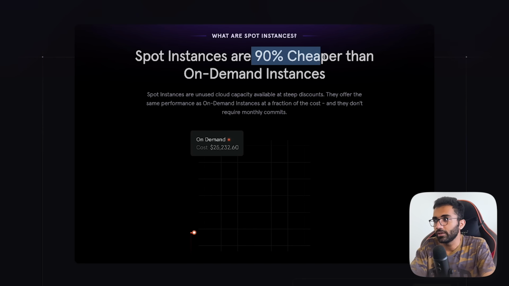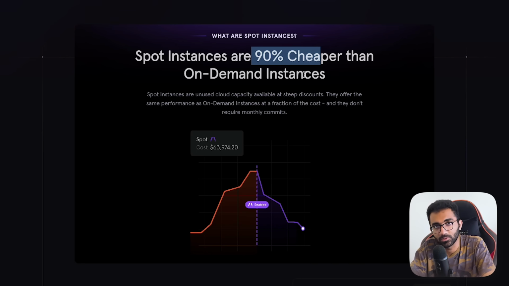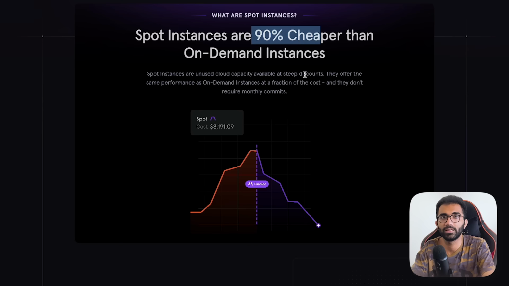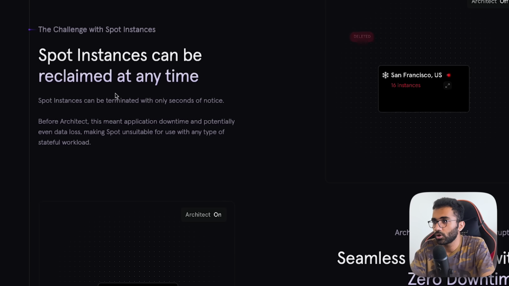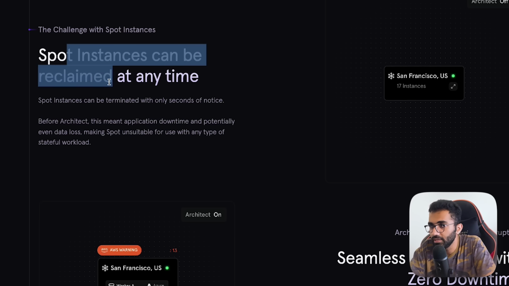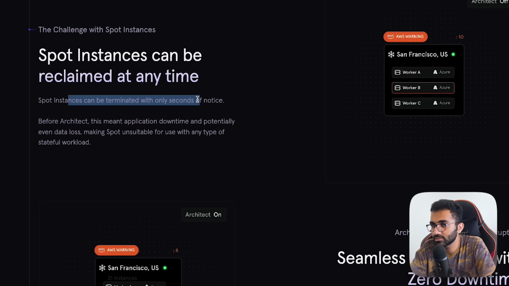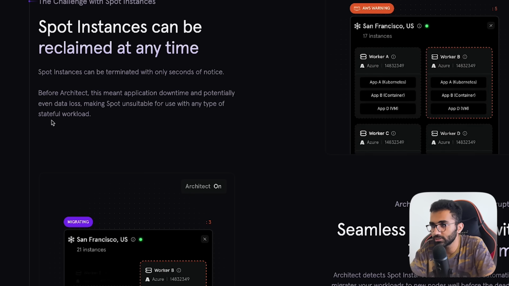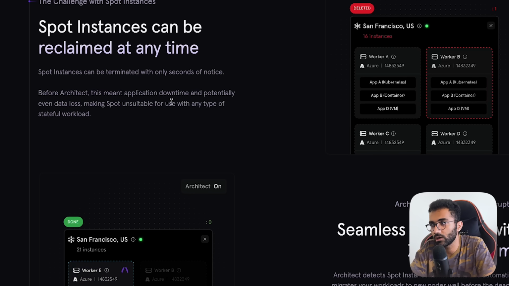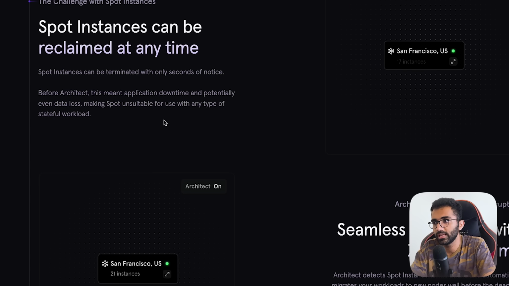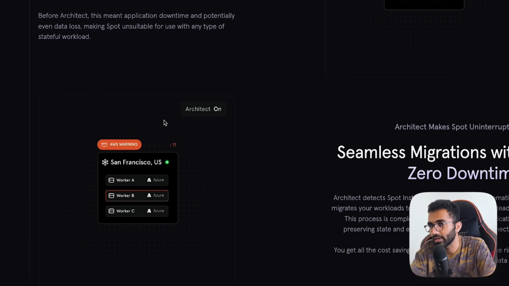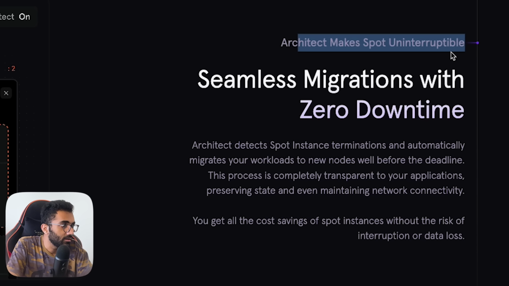So what if I say you can save 90% of your bill? That's absolutely crazy to imagine at a scale where you're spending $50,000, $100,000 a month in cost. It says the challenge with spot instances is that they can be reclaimed at any time. Spot instances can be terminated with only seconds of notice. Before Architect, this meant application downtime and potentially even data loss, making spot unsuitable for use with any type of stateful workload. Obviously true. Like I mentioned, Architect makes spot uninterruptible.